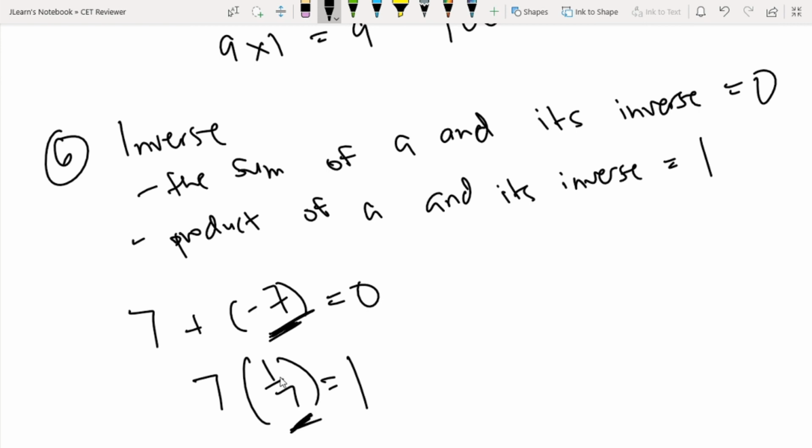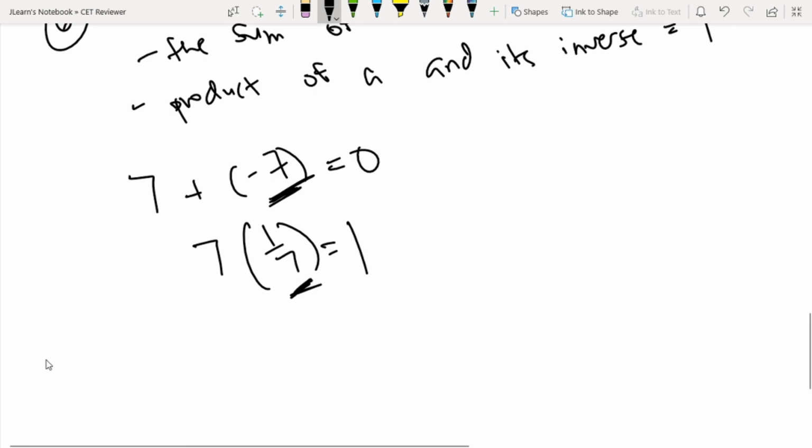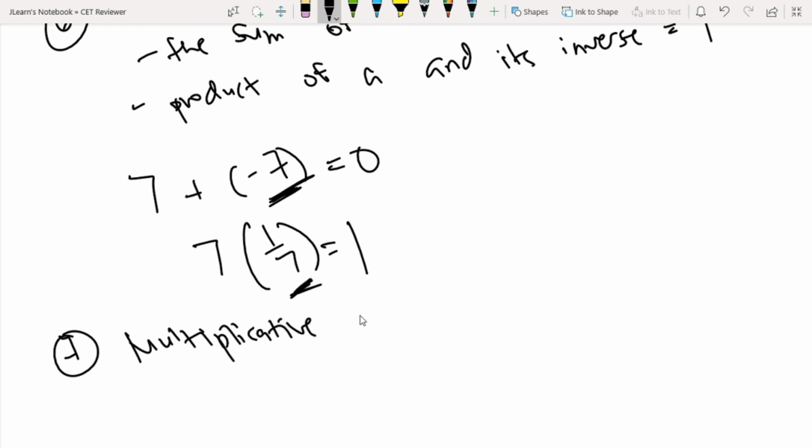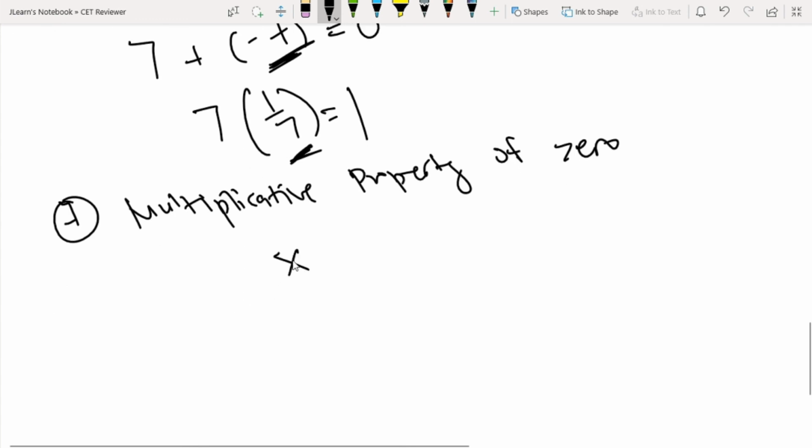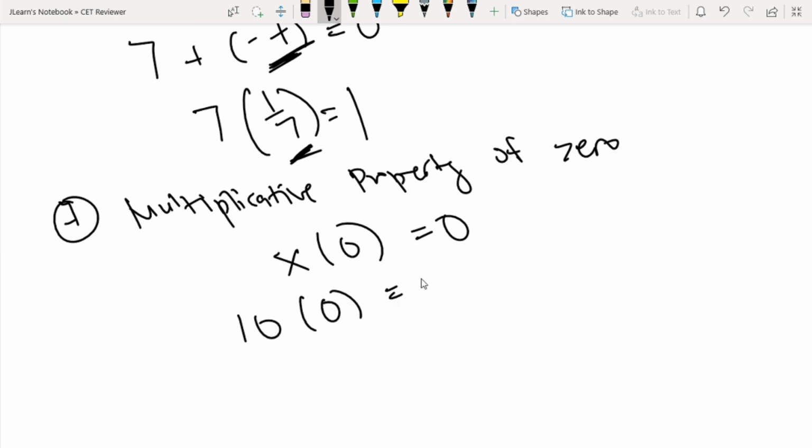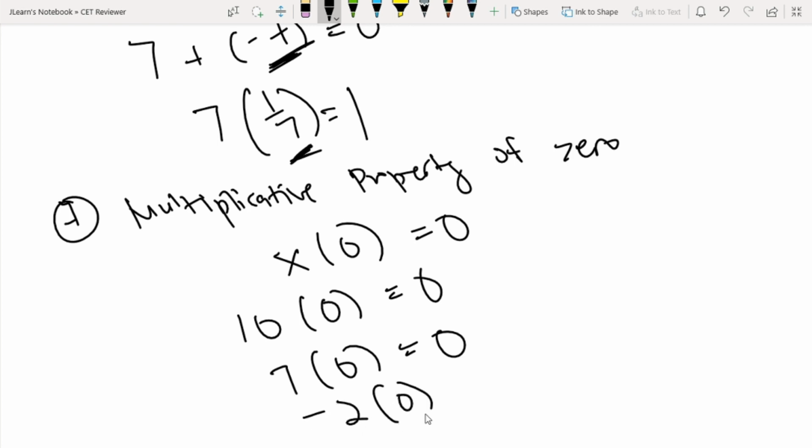Okay? So, just the last property, no? We all know this, multiplicative property of 0. Okay, so basically, kahit anong number, x times 0 always equal to 0. No? So, kunyari, 10 times 0 equals 0, or 7 times 0 always equal to 0. Kahit anong number, kahit negative 2 times 0, equal pa rin yan sa 0. Kahit anong number, basta i-multiply mo by 0, lalabas pa rin 0.